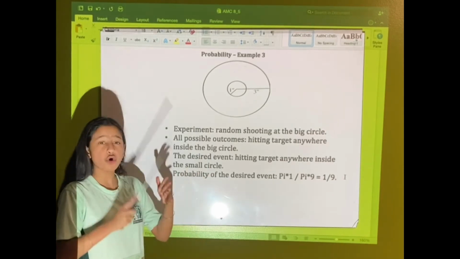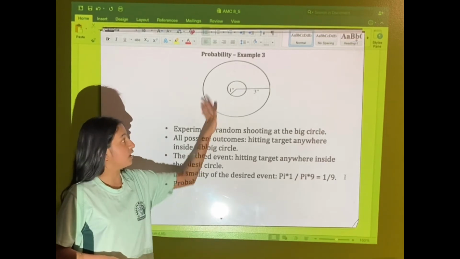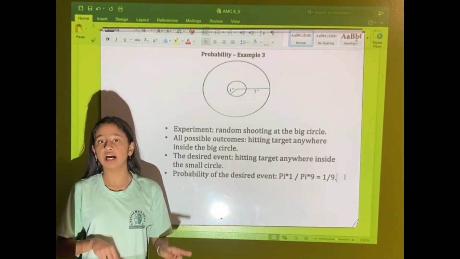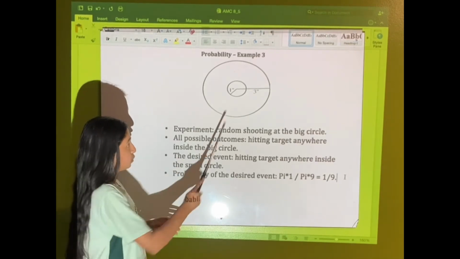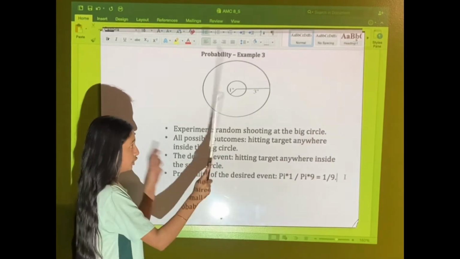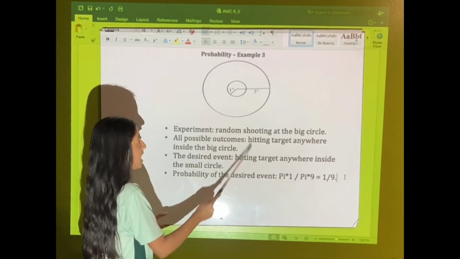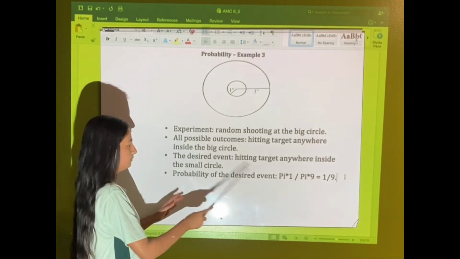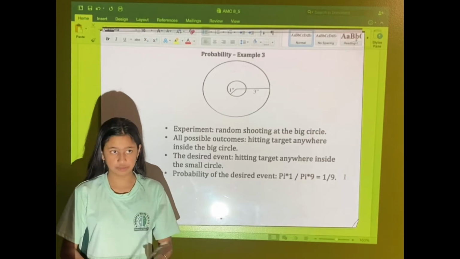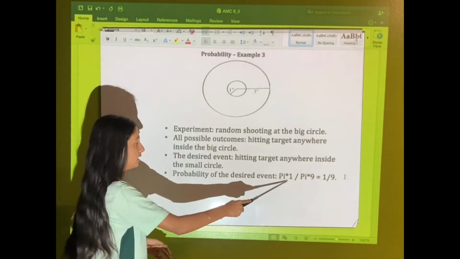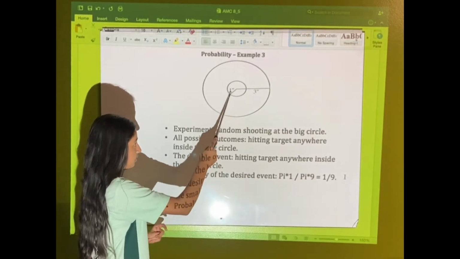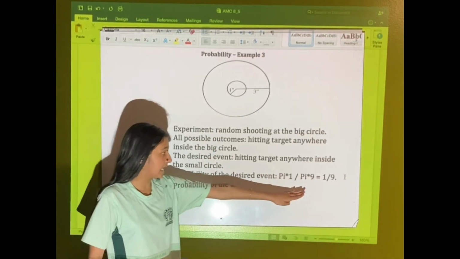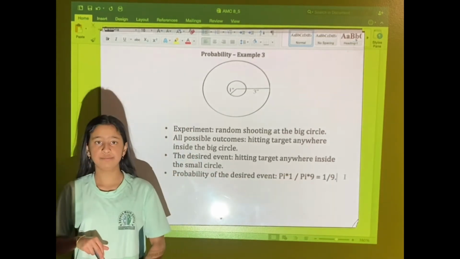So basically, our total outcome is going to be anywhere inside the big circle. You can shoot anywhere. And that's nothing but the area of the larger circle. And as a radius, we can see here, the radius of the larger circle is 3 inches, and of the smaller circle is 1 inch. So the area is going to be 9 pi, because pi r squared formula. And then here, same thing, radius is 1 inch, so it's 1 pi. And then with that, we're left with 1 over 9.